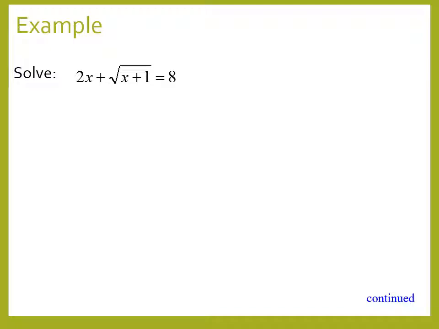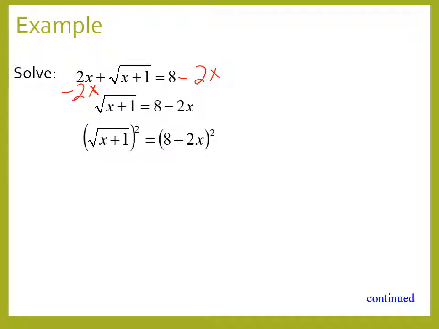So here we're going to need to get our radical by itself. I'm going to need to subtract this 2x because it's a positive 2x. I'm going to make it a negative 2x. What I do to one side, I do to the other. So I'm left with the square root of x plus 1 equals 8 minus 2x. I'm going to square because the opposite of taking the square root of something is to square it.